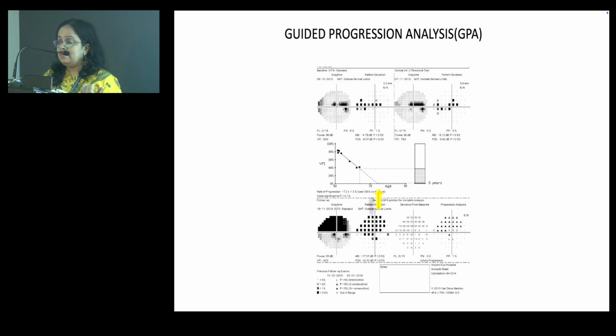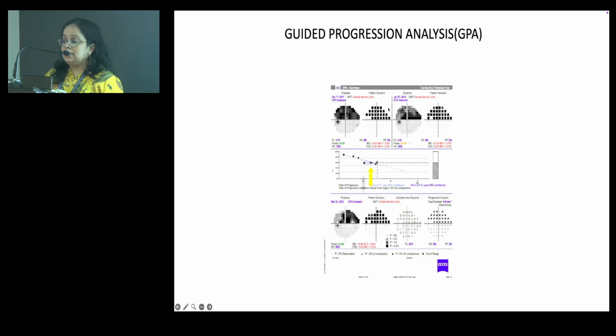And over 5 years, if the trend is touching the baseline, it means that if the same rate of progression is happening in this patient, after 5 years the patient is going to get blind. So this progression analysis itself tells you that you should intervene. You should either increase the medication, do a surgery or laser to reduce the progression of the patient. That is the importance of a guided progression analysis.